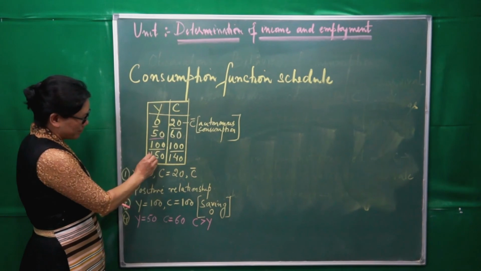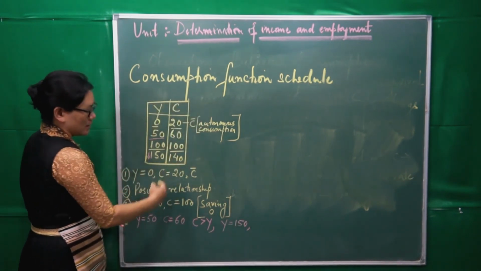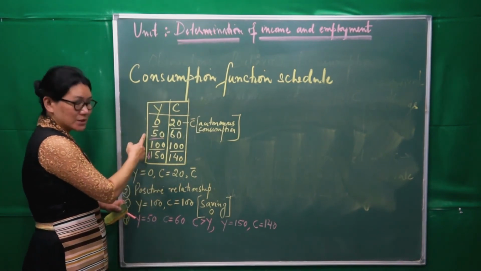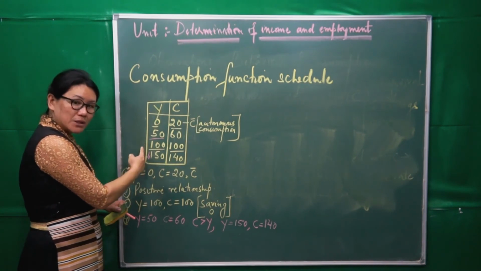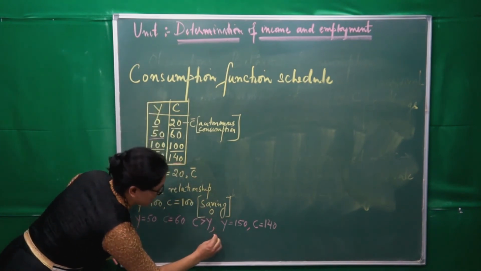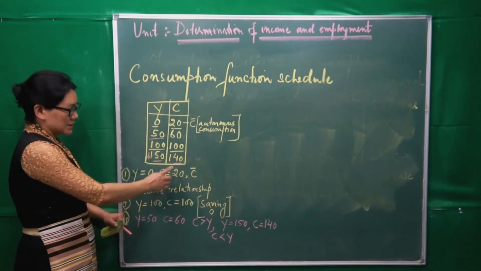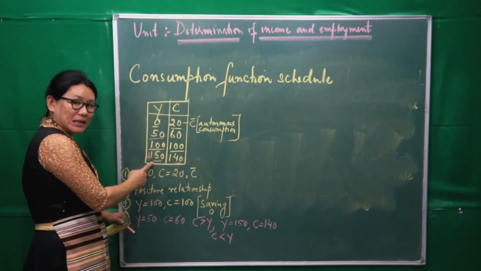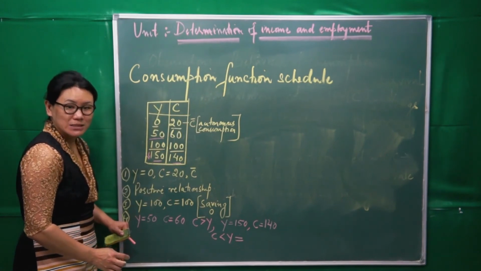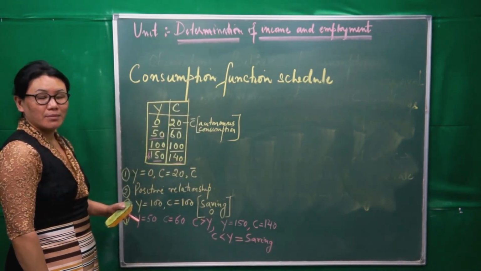Then what is happening after this one? Income is given 150 and consumption is given 140 here. So this is the initial stage, right? Then if the income increases, what is happening here? We can say here C is lesser than Y. That means consumption will be lesser than income. So I said people will consume less and they will start saving.